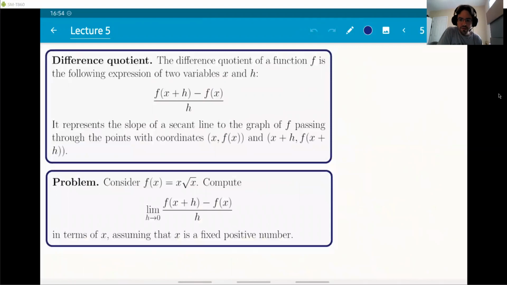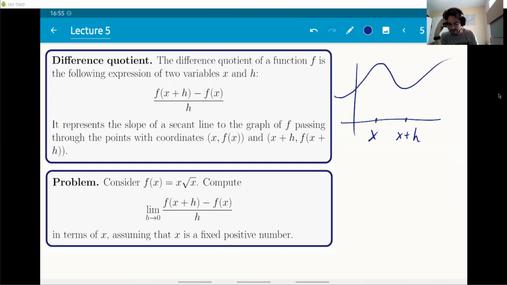Here's the next topic, difference quotients. We briefly discussed this. If you have a function f, the difference quotient for a function is this particular expression here. It depends on two variables, x and h. What it represents geometrically, we've seen that, imagine that you have a point x and you have a point x plus h. Usually h will be a very small number. And you have the graph of the function somewhere. Basically, what you're looking at is the line on the graph.